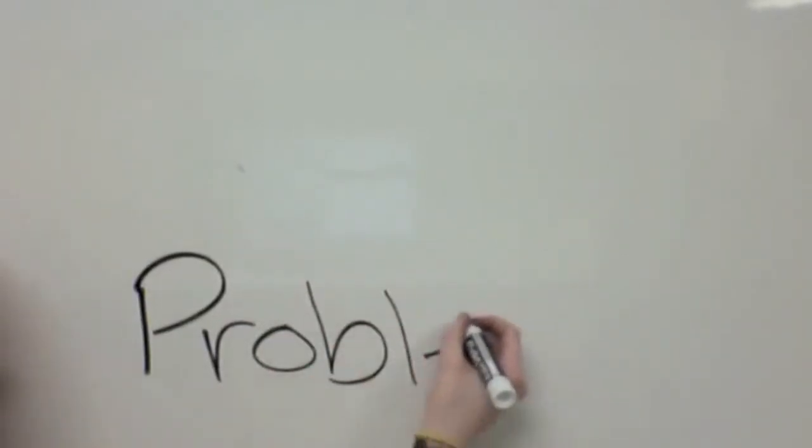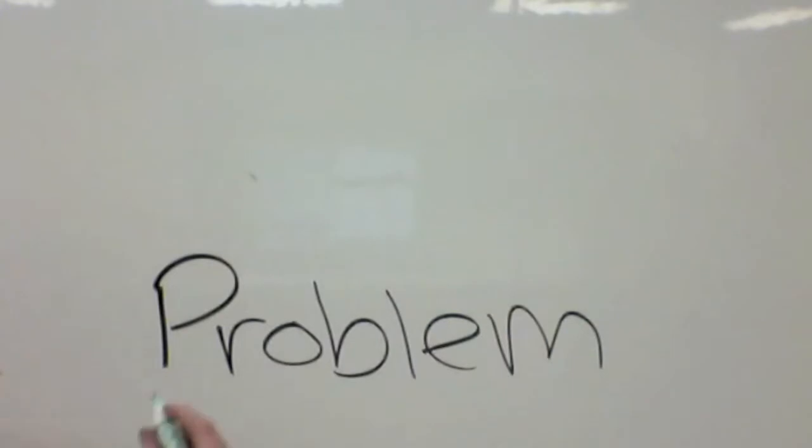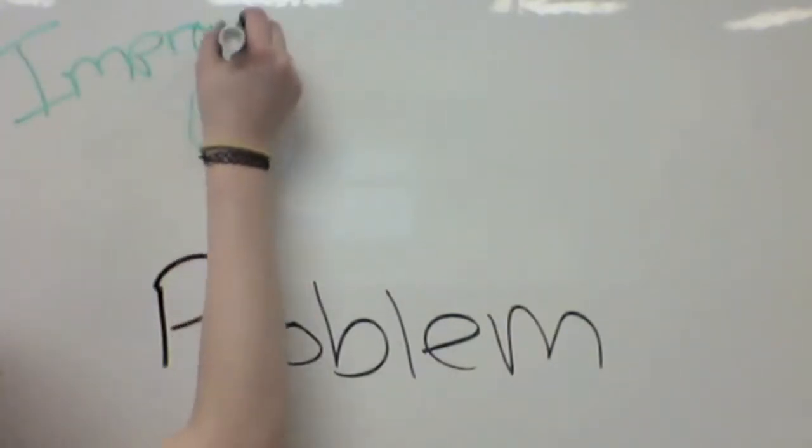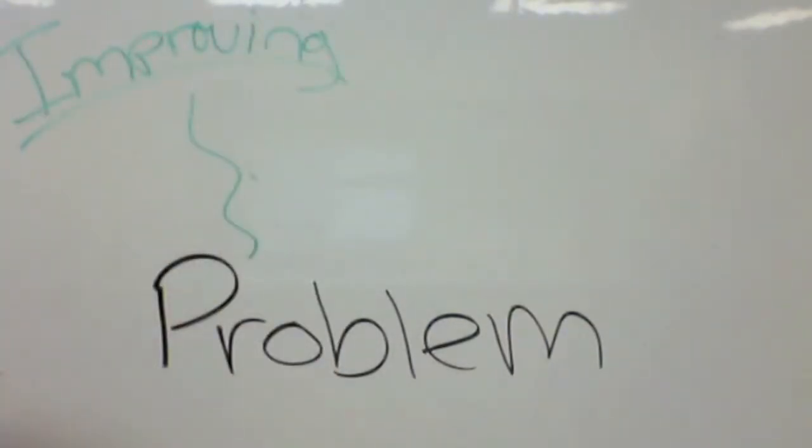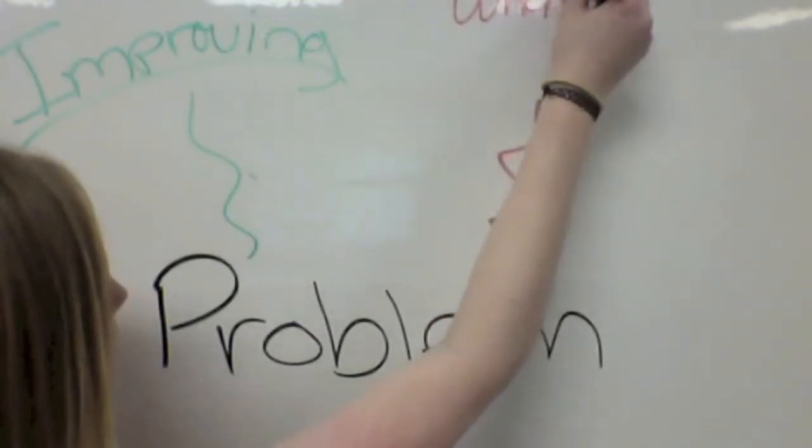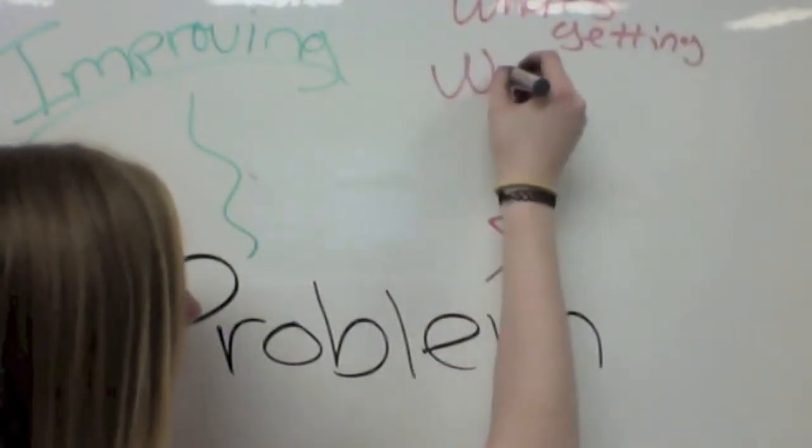First, you have to simplify your problem into two things. This will be the most difficult step. The two divisions are the characteristic that you want to improve and the characteristic that keeps getting worse as a result.